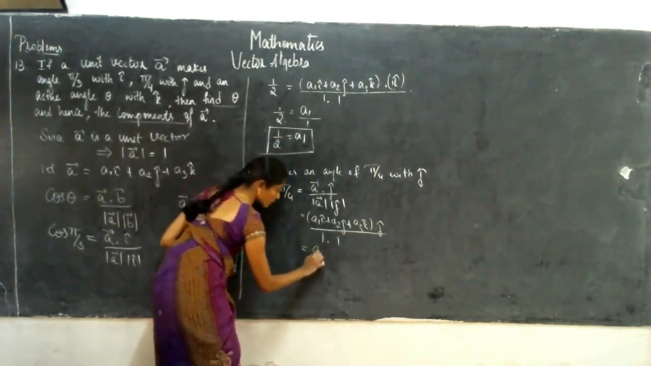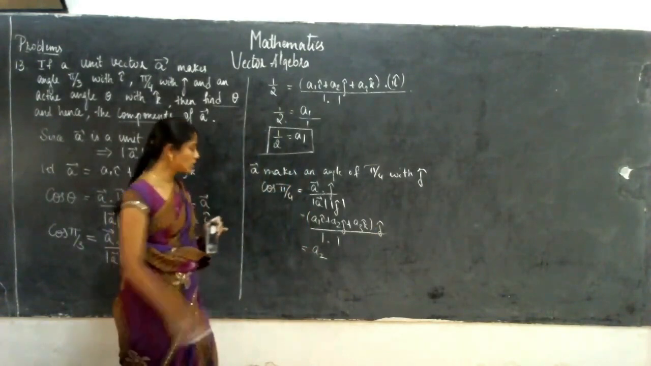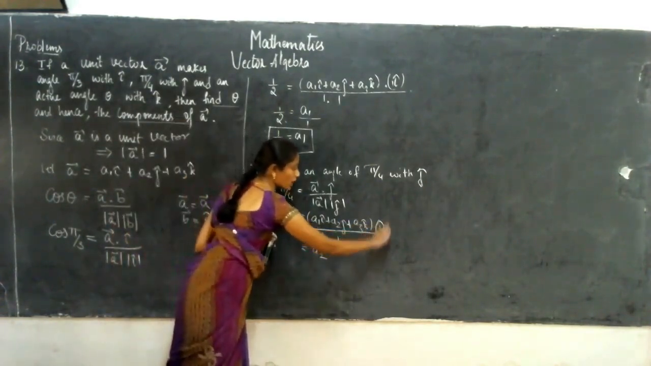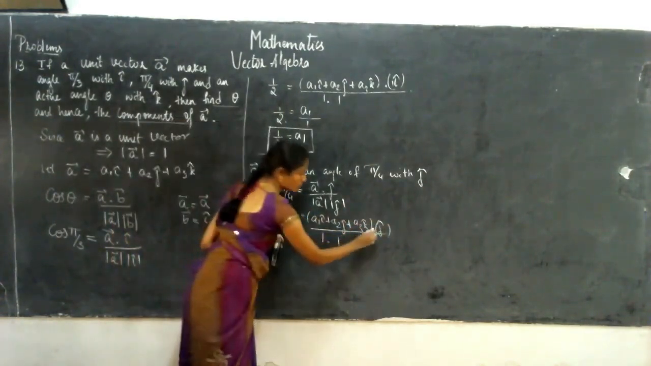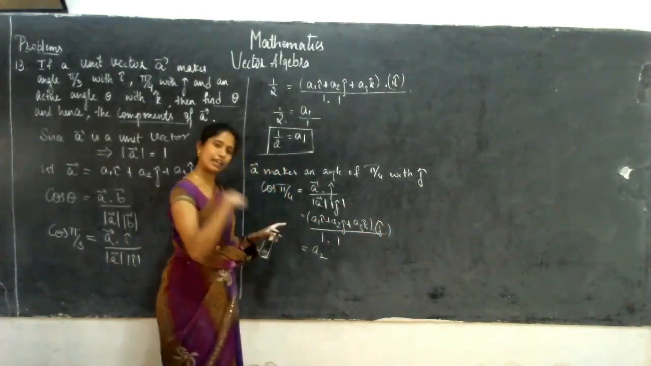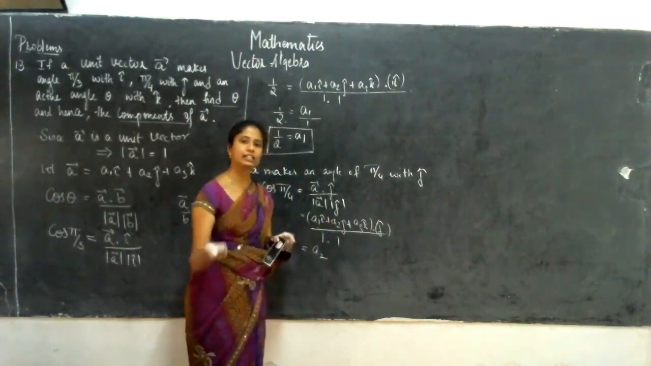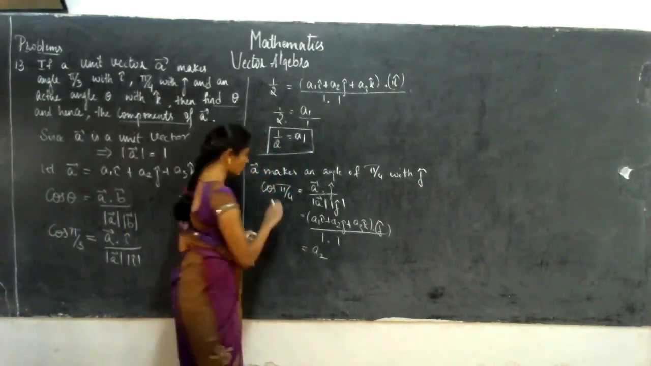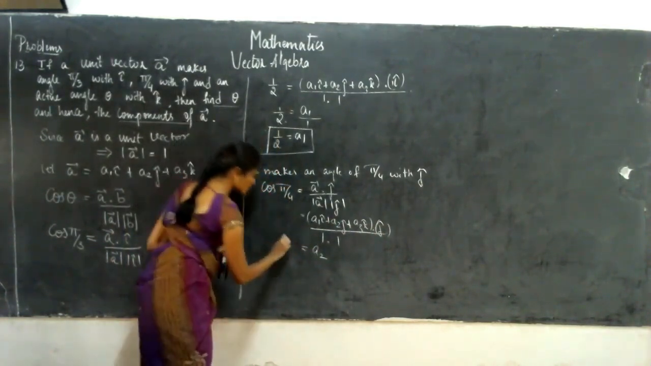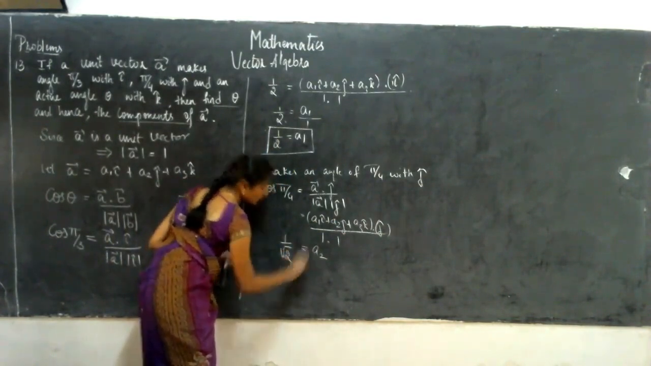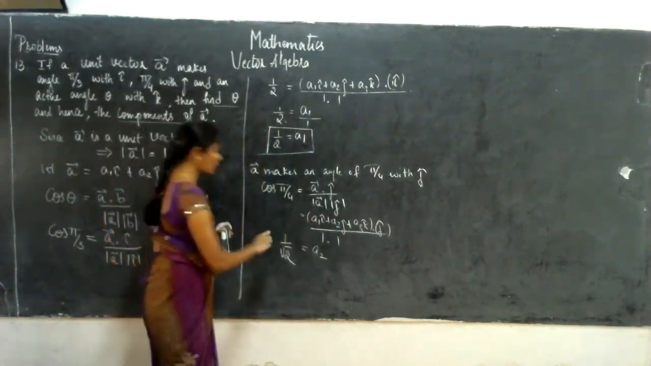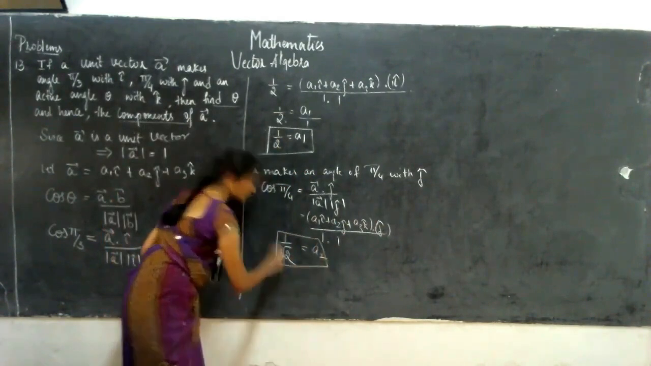Therefore, this gives you what? Only A2. Okay, because A1 into there is no I component dot, to find the dot product. So, it is A1 into 0, A2 into 1, therefore A2, again A3 into 0, therefore it will be 0. What is cos pi by 4? Cos pi by 4 is 1 by root 2. Therefore we got what is A2.